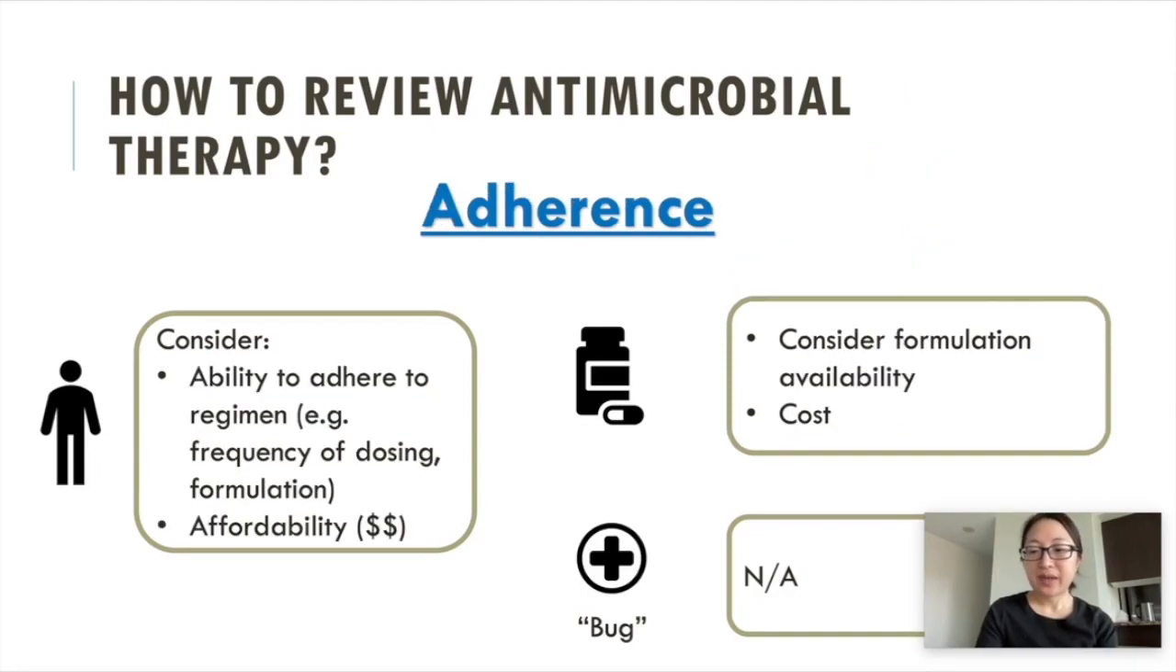Next, we assess for patient adherence. From the patient's perspective, can they adhere to the regimen? Can they afford it? Is the formulation appropriate for them to take? For example, can they swallow tablets? Are they being enteral fed? And if so, can the formulation be given via enteral tube? In terms of the drug factors, we want to also consider cost. Can the patient afford this?